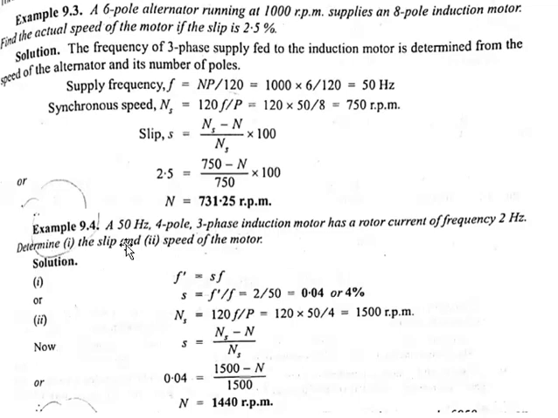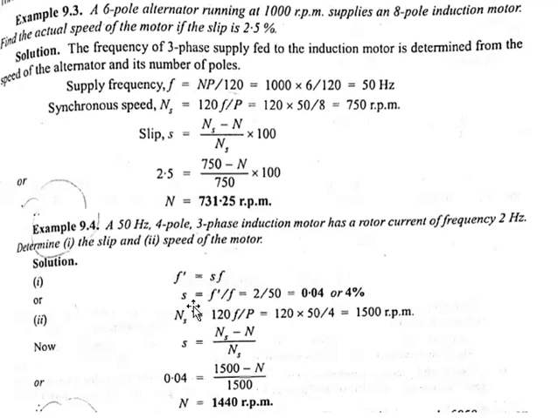Next problem: a 50 hertz 4-pole 3-phase induction motor has a rotor current of frequency 2 hertz. This is f dash. Determine the slip and speed of the motor. F is given, f is equal to 50 hertz, p is equal to 4 poles, and f dash is 2 hertz. We know the formula, f dash is equal to sf. F dash is given, f is given.